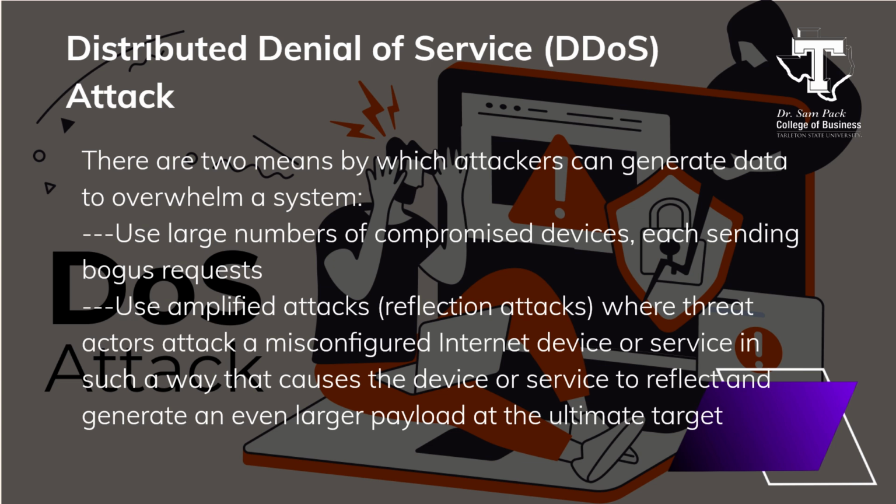First, they use a vast number of compromised devices to send countless fake requests. Second, they may deploy amplified or reflection attacks. Here, the attackers exploit misconfigured internet devices or services to reflect and magnify the attack traffic, sending a much larger payload to overwhelm the target. This double-pronged approach makes DDoS attacks particularly disruptive and challenging to defend against.